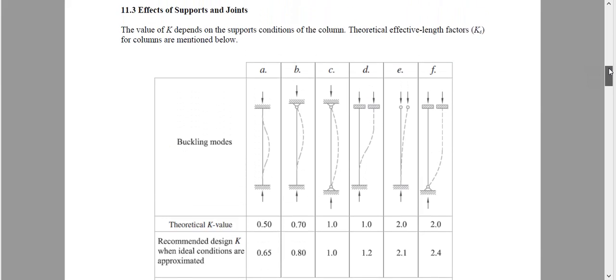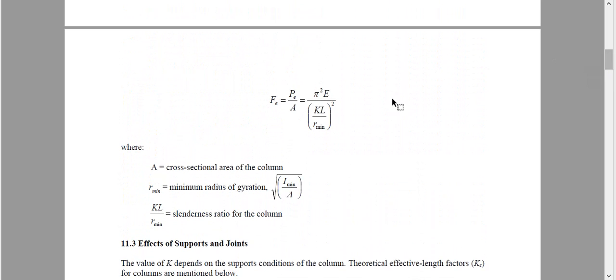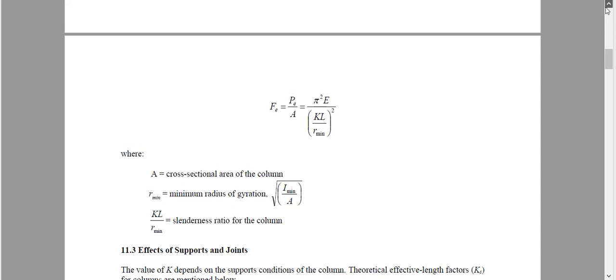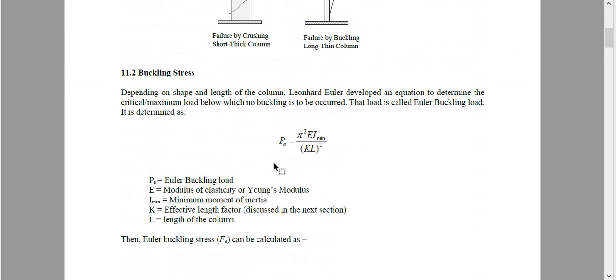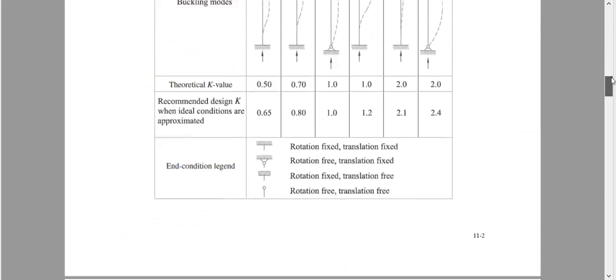Okay, so if I go back again, this is the Euler buckling stress equation. Everything is clear. E is the modulus of elasticity, L is the total length, K is the effective length factor depending on the support condition, and R minimum is the least radius of gyration. Now in terms of load, it is this equation, pi square E I minimum. Why I minimum, I discussed, because I minimum is the value of moment of inertia about an axis which is vulnerable.